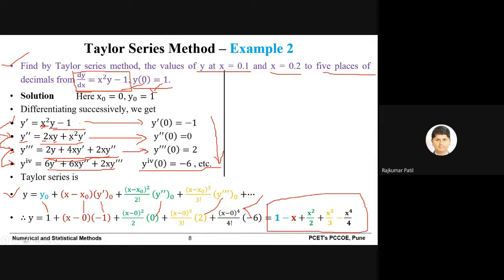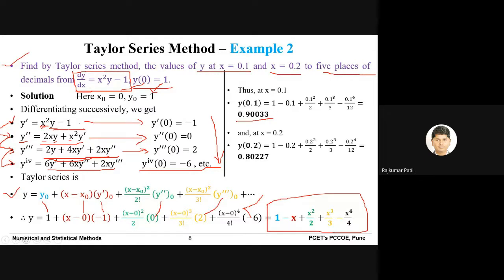Then once you get the general equation for y, you can put x is equal to 0.1, and you will get y at 0.1 equal to 0.90033. Again you can put x is equal to 0.2, you will get y as 0.80227. So that's it for this particular method.